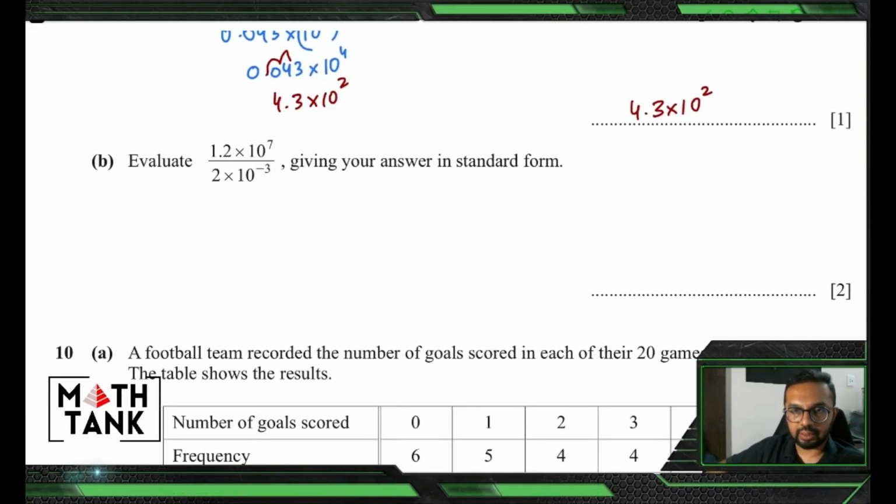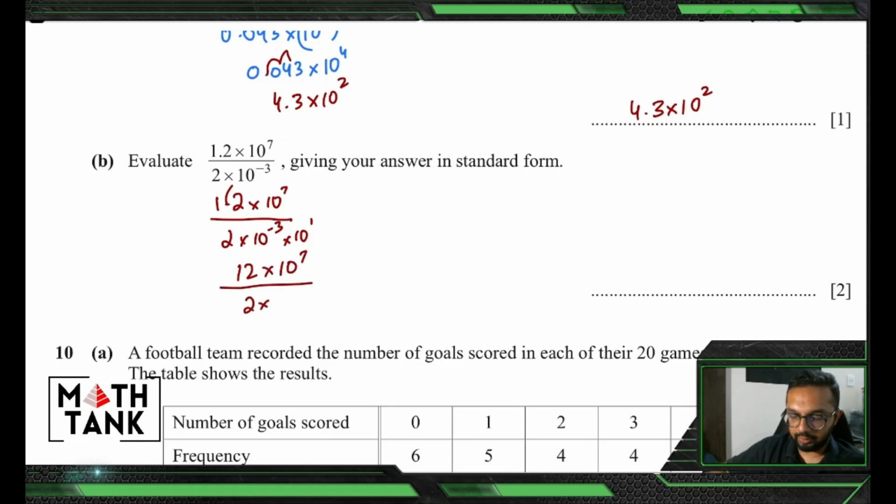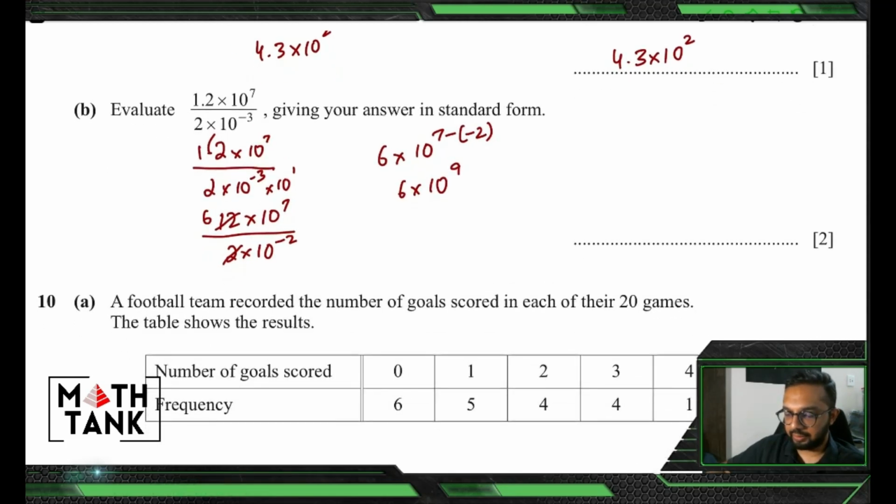Then let's look at another question. Again, a question on division. So what I'm going to do is first remove the decimal place, write 10 to the power 1 here. So this gives me 12 into 10 power 7 and 2 into 10 power minus 2. So 2 times 1, 2 times 6. 6 into 10 power 7 minus 2. Power 9. Okay, that was simple.